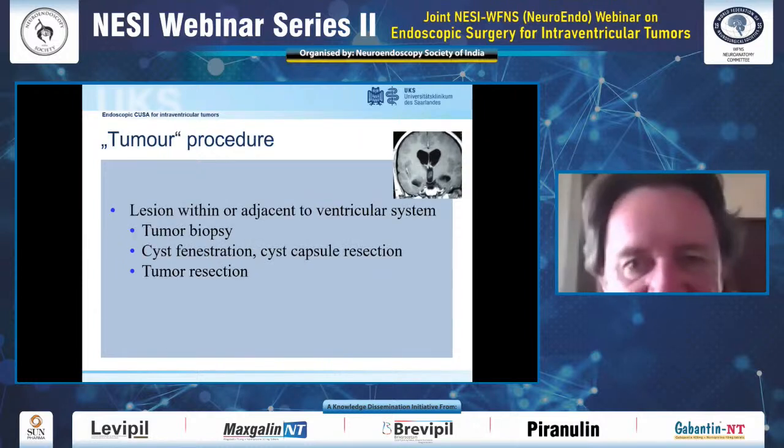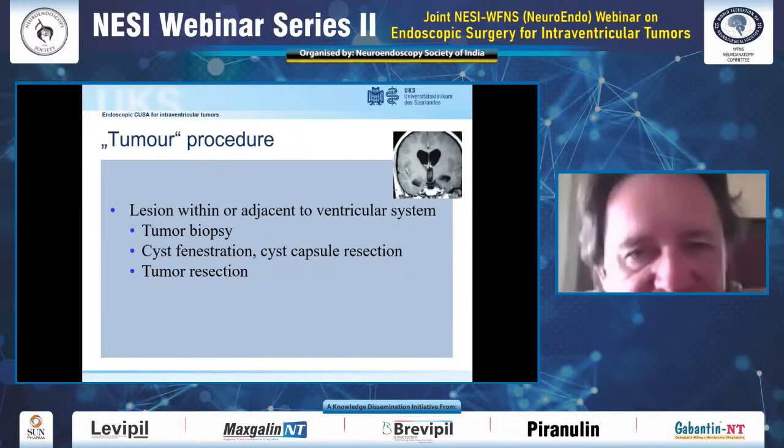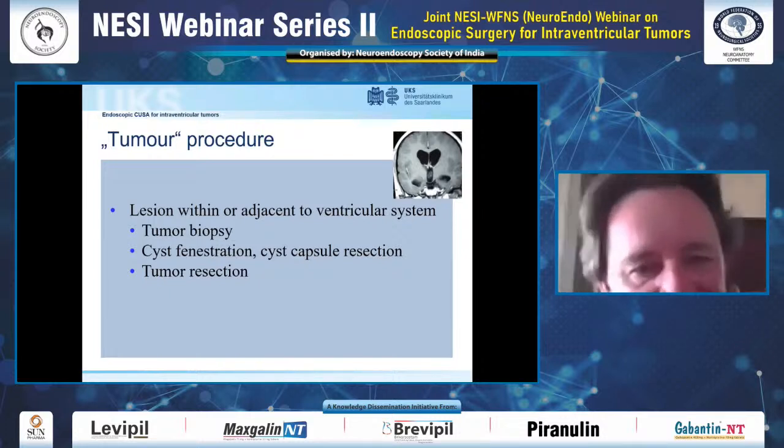Well, what is the indication? Basically, any lesion adjacent to or within the ventricular system is a potential candidate for an endoscopic procedure: tumor biopsy, cyst fenestration, or tumor resection.